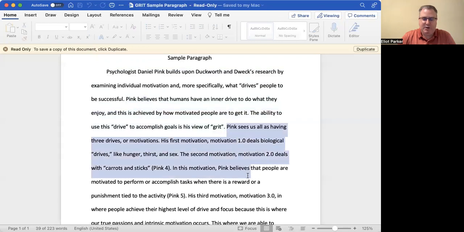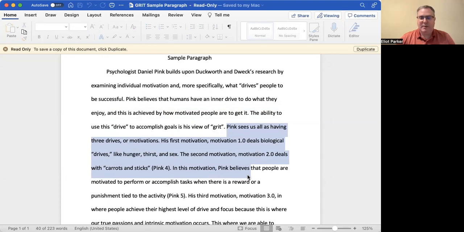So as we move down into this next sentence, Pink sees all of us as having these drives or motivations. And then I mentioned what motivation 1.0 is, what motivation 2.0 is. 1.0 deals with the drives that we have. Hunger, we seek out food when we're hungry. We seek out something to drink when we are thirsty. We seek out a romantic partner, if we're thinking about sex or some other way to satisfy our romantic interests or our romantic drives.